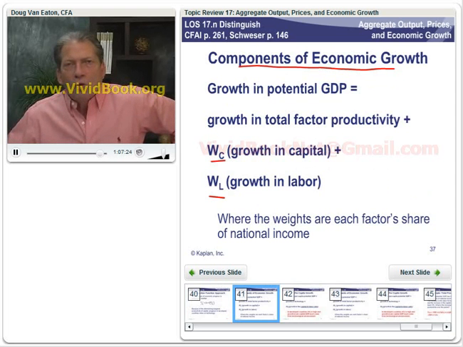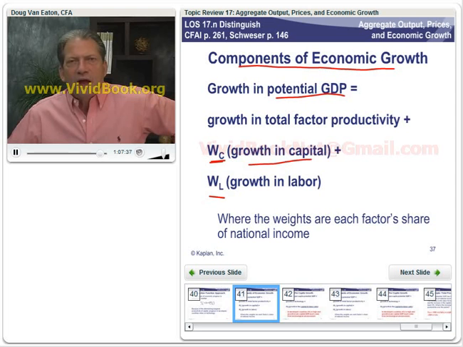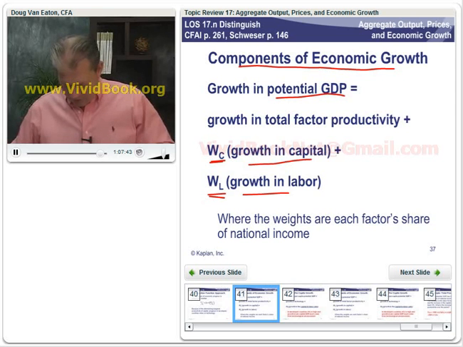So the growth in this long-run aggregate supply curve, this growth in potential GDP: take the factor share of capital and multiply it by the growth in capital. Take the factor share in labor and multiply it by the growth in labor.